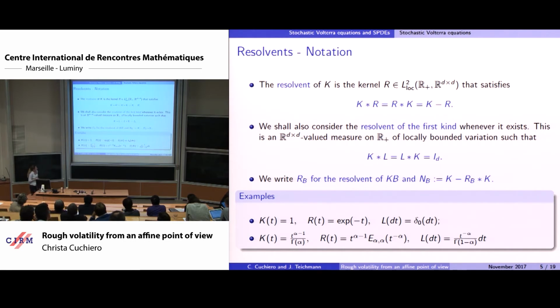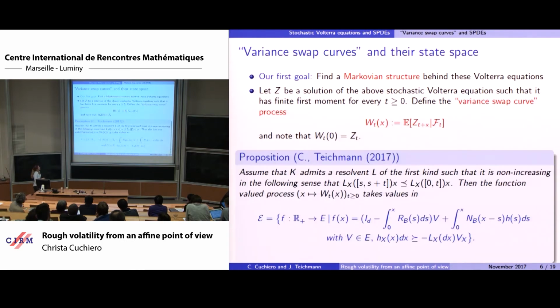Okay, so here are the examples of several kernels and resolvents, and this L here, which Martin was also pointing out. In particular, this fractional kernel, its resolvent with the Mittag-Leffler function, and this L, which corresponds to this fractional derivative. Okay, so the first goal was to find some Markovian structure behind these Volterra equations.